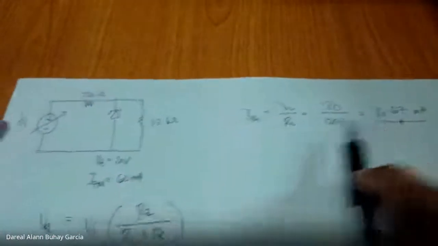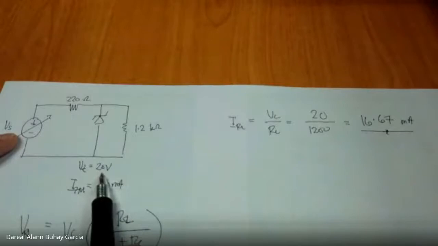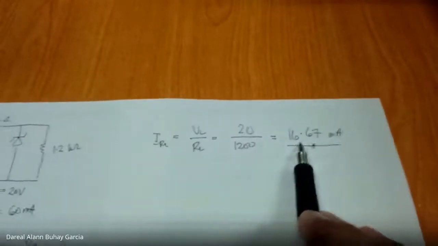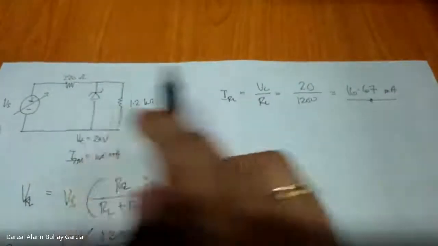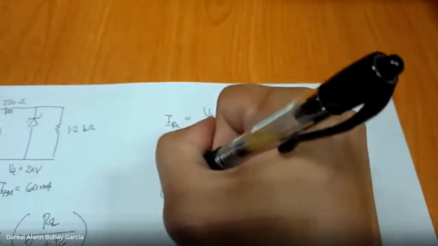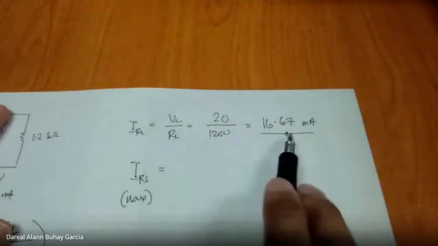At any value of Vs above this one, fixed naman at 20 volts ang atong load voltage. So fixed na ni, no? 16.67 always na ni siya. So at maximum current for our diode, meaning the maximum IRS na allowed will be equal to, i-add lang nato ni, okay?